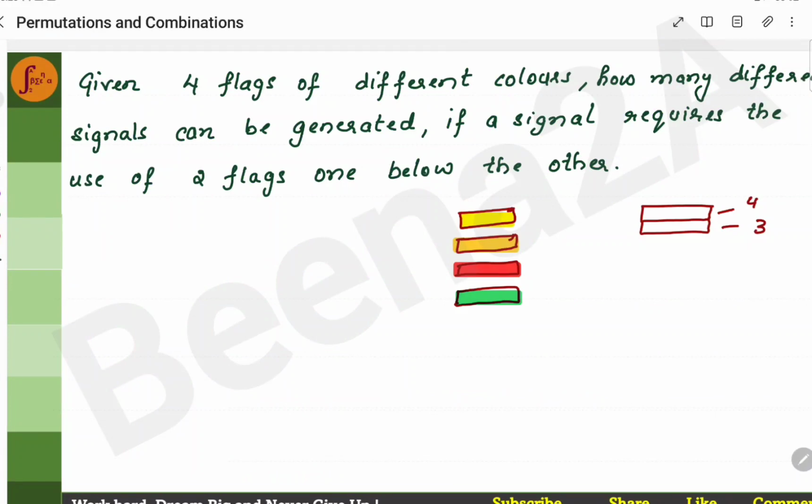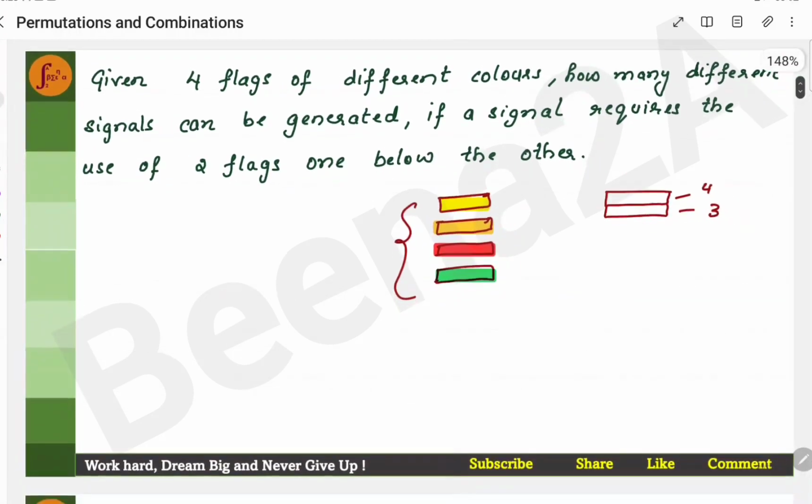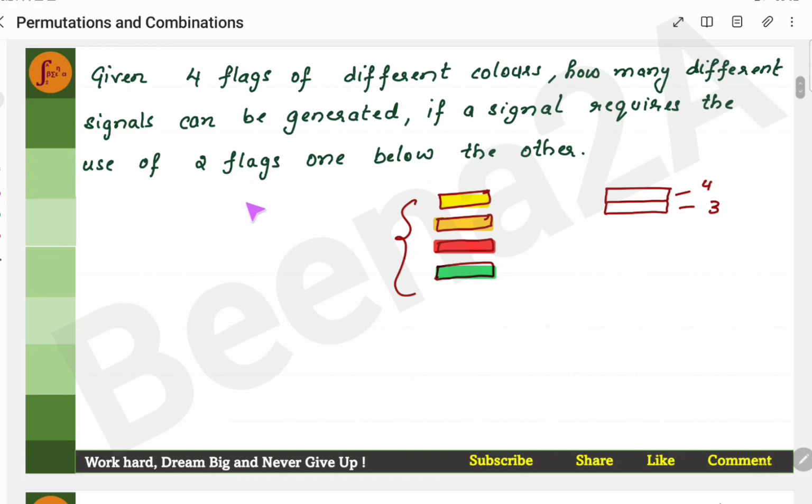Now let's take another example. Given 4 flags of different colors, say for example, yellow, orange, red and green. How many different signals can be generated if a signal requires 2 flags, one below the other? You need to form a signal and it needs to have 2 flags, basically 2 colors. Using these 4 flags, I have to form a signal which contains 2 flags. Now this is a signal.